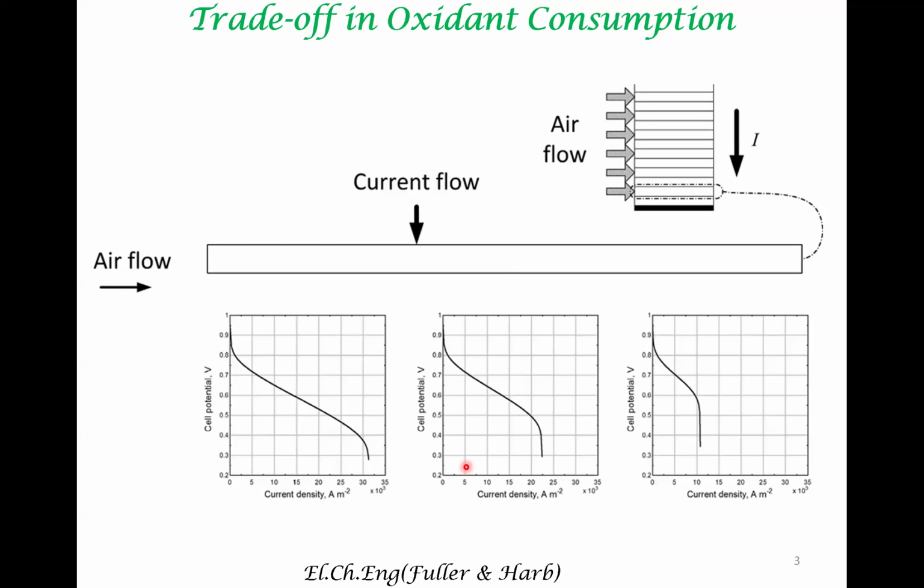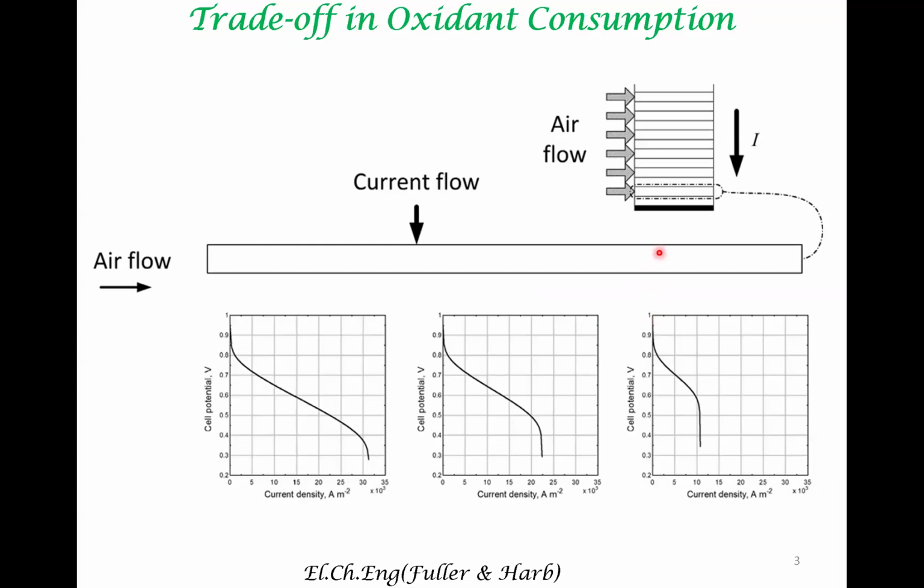As you increase the current density, at a current density lesser than the current density here, the concentration over potential region kicks in. So here, the limiting current density was about 35 ampere per meter squared. But here, it is about 22 ampere per meter squared because the amount of oxygen available to you, to the fuel cell in this region is lesser because some amount of oxygen has already been utilized in this region.